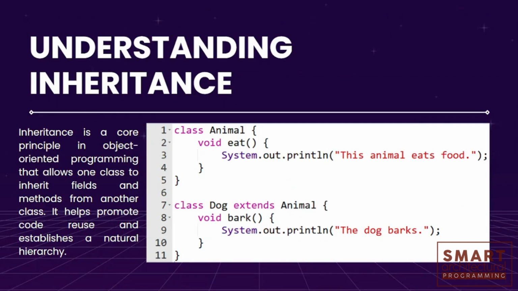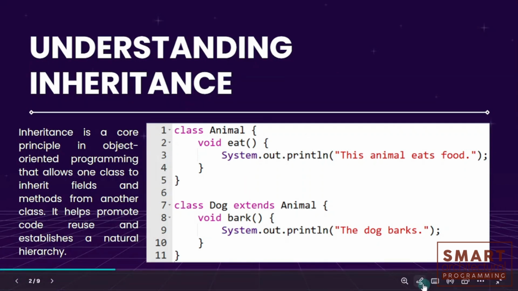So, at its core, when we talk about inheritance, it's a hierarchy of classes and subclasses. Inheritance is a core principle in object-oriented programming that allows one class to inherit fields and methods from another class. It helps promote code reuse and establishes a natural hierarchy. As I mentioned about hierarchy, let's use the pen here and try to develop a little better understanding of what exactly it is. Let's get to a color that we can see more clearly.